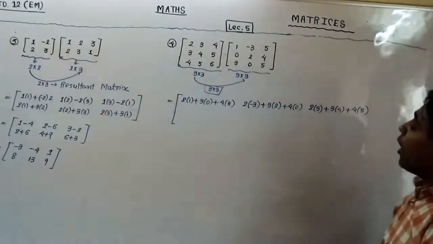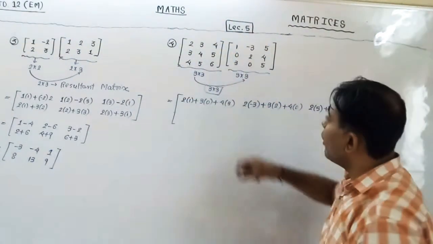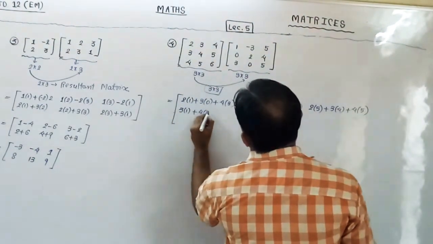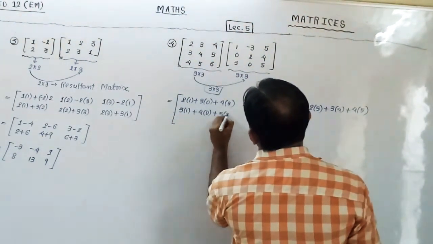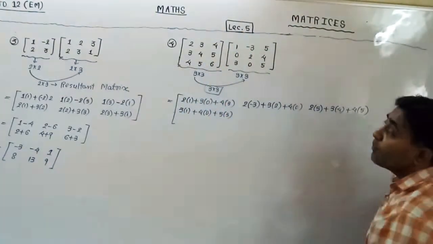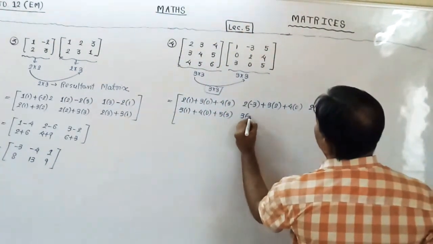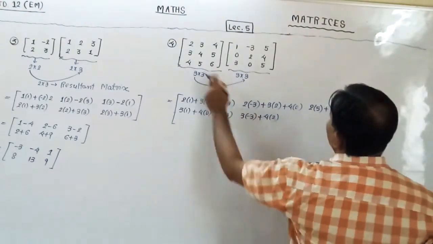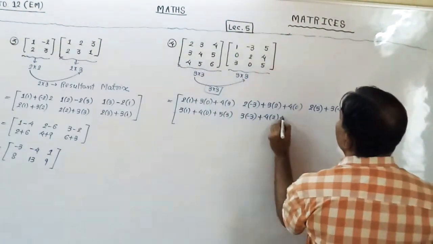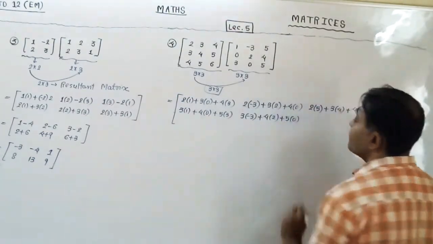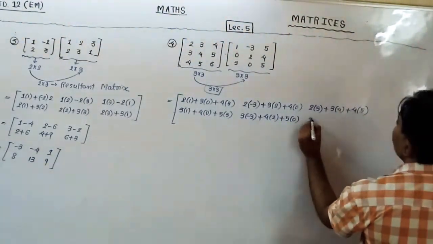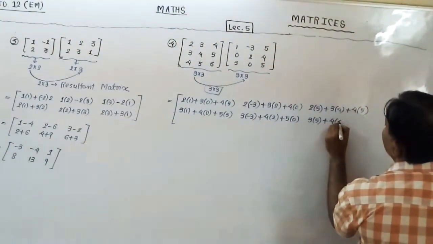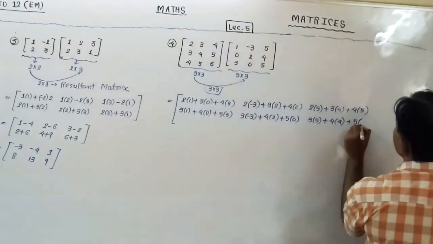Now second row, first column: 3 into 1 plus 4 into 0 plus 5 into 3. Second row, second column: 3 into minus 3 plus 4 into 2 plus 5 into 0. Then 3 into 5 plus 4 into 4 plus 5 into 5.